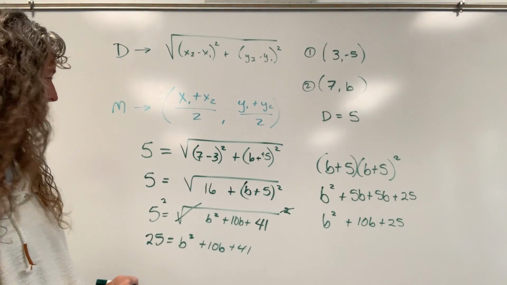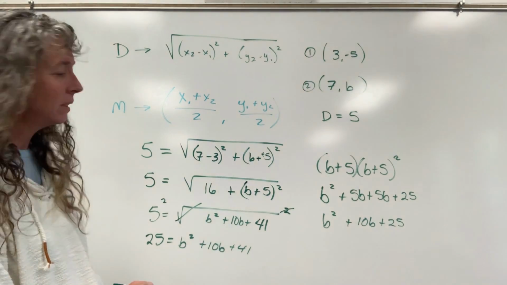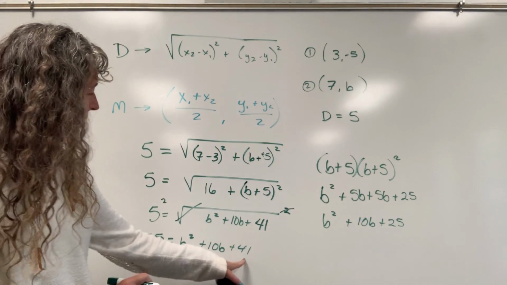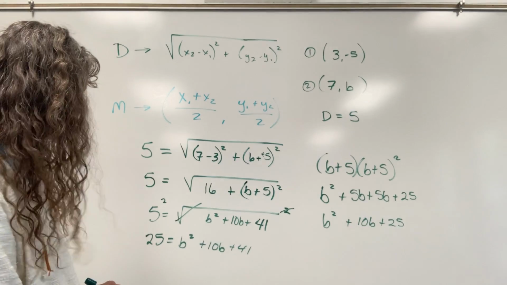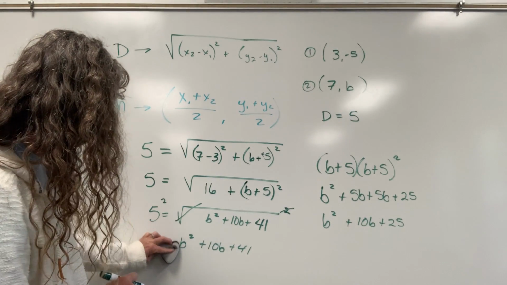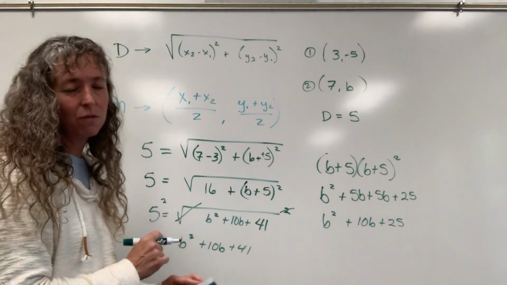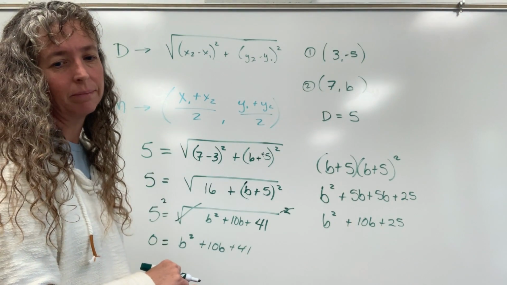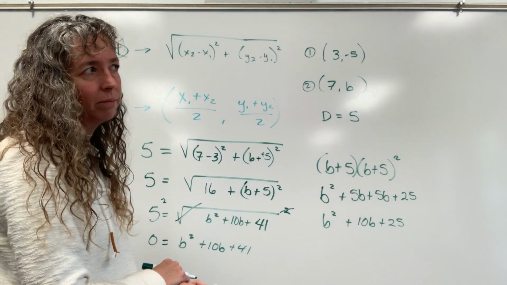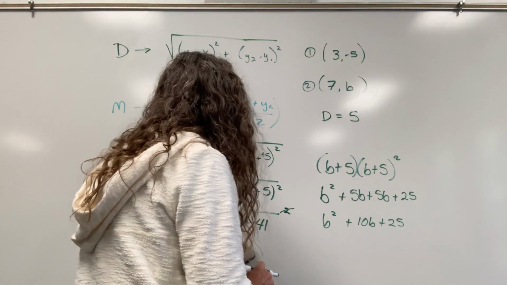Anybody have an idea of what I do next? This is kind of a long problem. I'm gonna move this 25 over here, because we want everything on one side. So I'm gonna subtract 25. I could leave that equal to 0 if that helps you. What's 41 minus 25? 16.